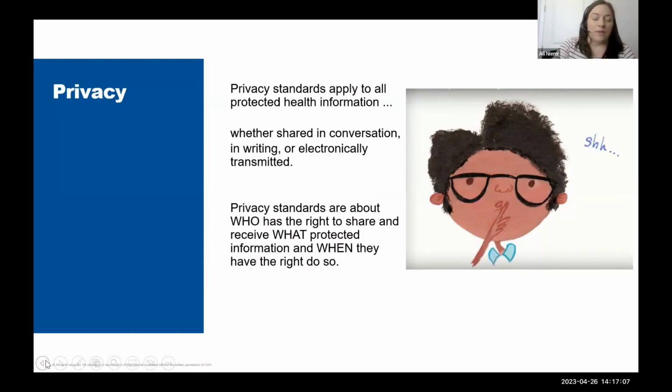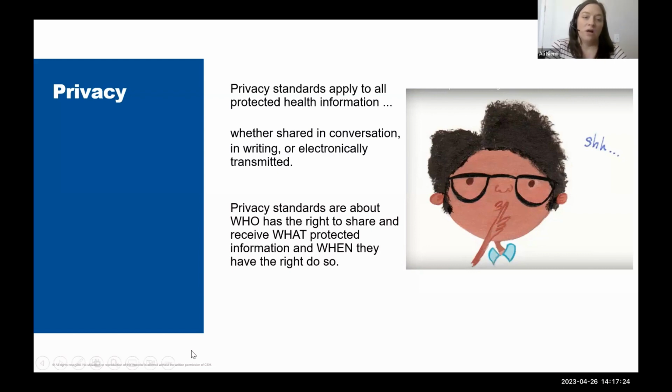All right, so HIPAA includes both rules around privacy, what you can disclose to clients and to other parties, and also security, so what you need to do to make sure that information is kept safe.